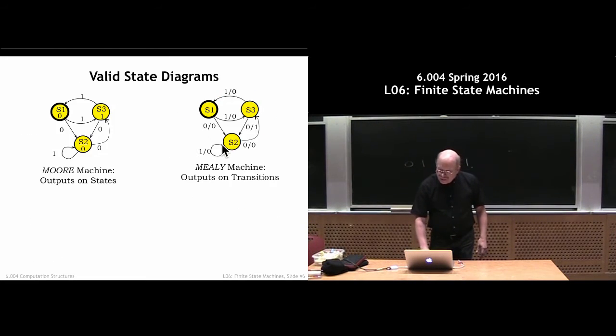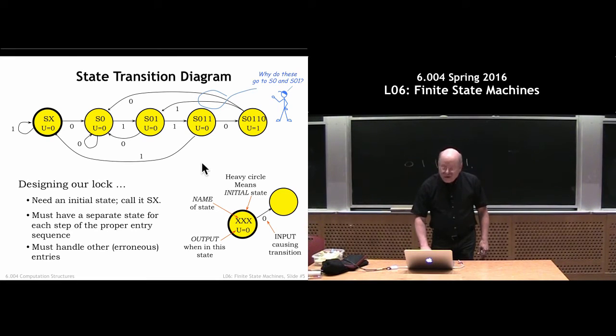Okay, so does everybody feel comfortable with this diagram as a way of describing the operation of the lock? Yeah? Why did it look at the last 4 digits?